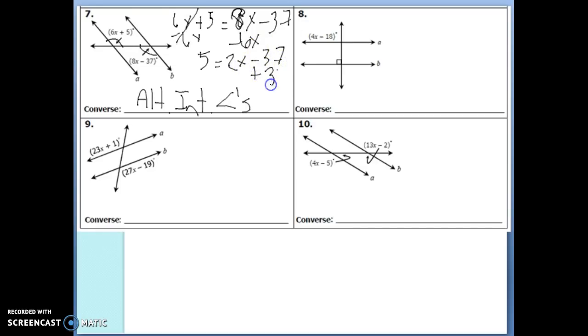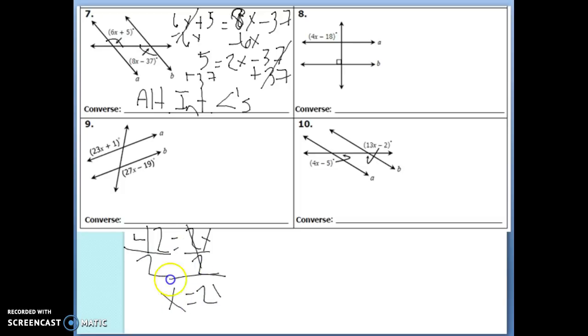Add 37 to both sides to get x by itself. And I'll scoot to the bottom. 42 equals 2x. And then get x alone. Do the opposite of multiply, so divide by 2. X equals 21.